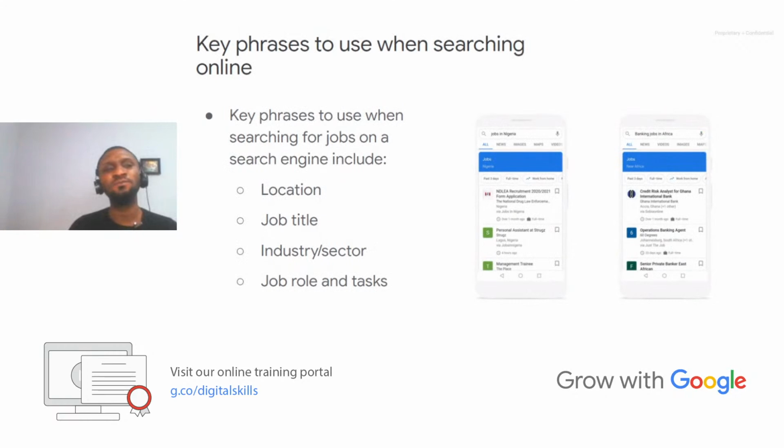When it comes to searching for a job online, there are key phrases to use. How you structure your search really does matter. Imagine heading over to the university's library and you're a medical student. You are looking for a medical book related to the research you're conducting.